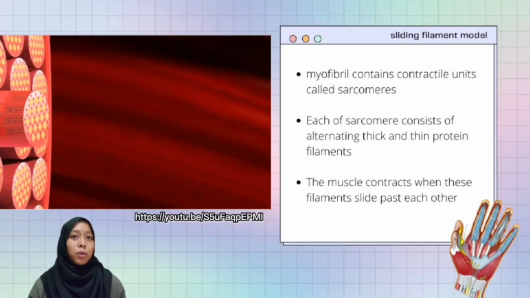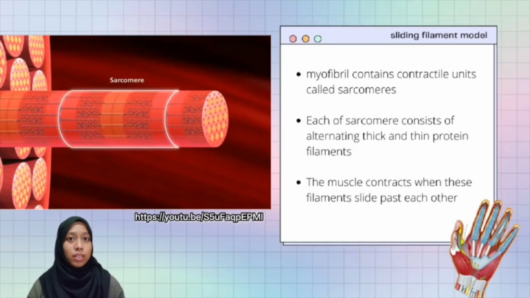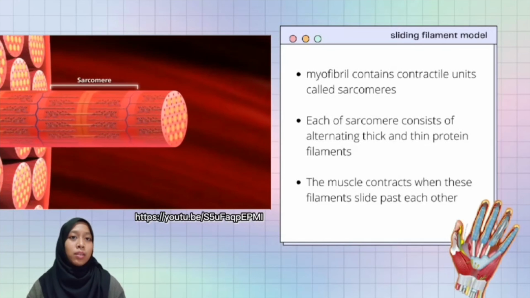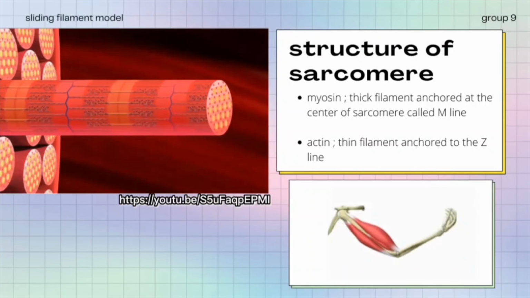Muscle fibers are composed of many myofibrils. A myofibril contains contractile units called sarcomeres. Sarcomeres run adjacent to one another down the length of the myofibrils. Each sarcomere consists of alternating thick and thin protein filaments, giving skeletal muscle its striated appearance. The muscle contracts when these filaments slide past each other.